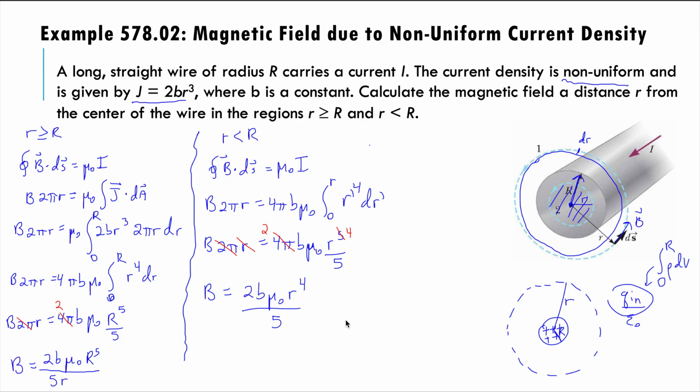In the next few videos, we'll see that we can also use Ampere's law when our wire makes loops, such as in solenoids.